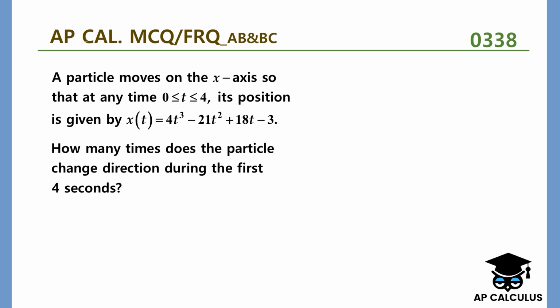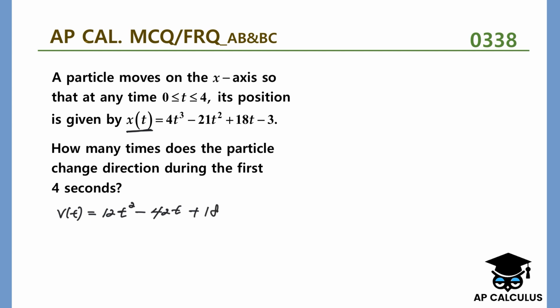Question 338. How many times does the particle change direction during the first 4 seconds? The direction of the particle changes when the sign of the velocity changes from positive to negative or negative to positive, right? So let's find the equation of the velocity first. Here is the position, and velocity is the derivative of the position, right? So velocity is equal to 12t squared minus 42t plus 18, right?